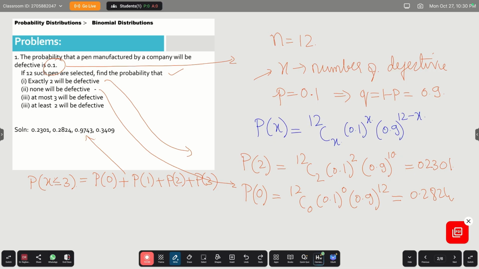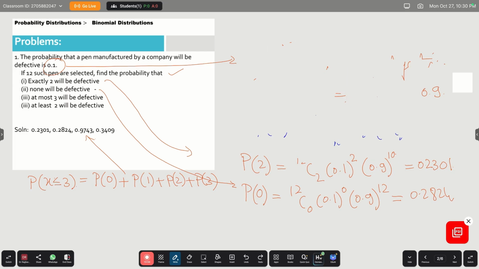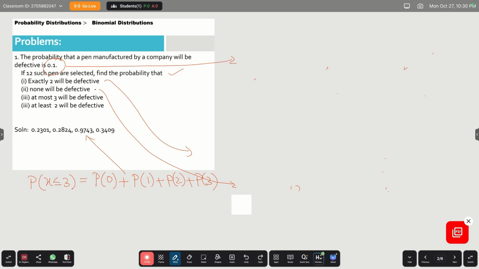At least 2 will be defective. So what does it mean? Minimum 2 pens will be defective. So how do you calculate this? Minimum 2 will be defective. Probability that x is greater than or equal to 2. Minimum 2, that means it can be more than 2.